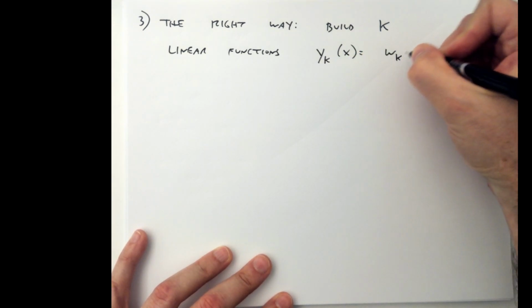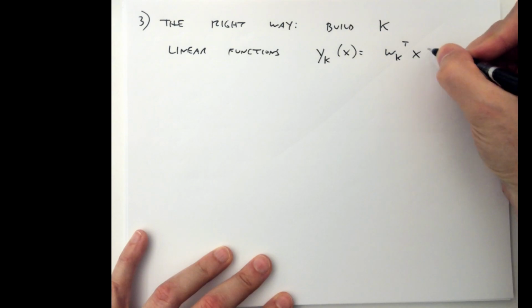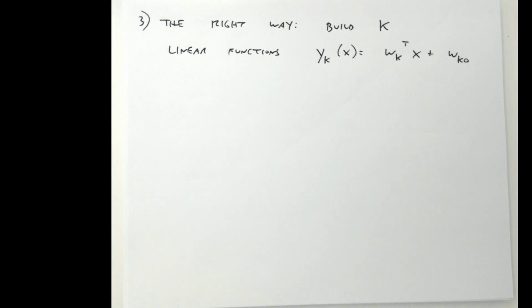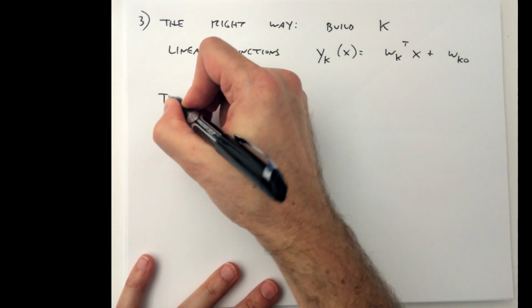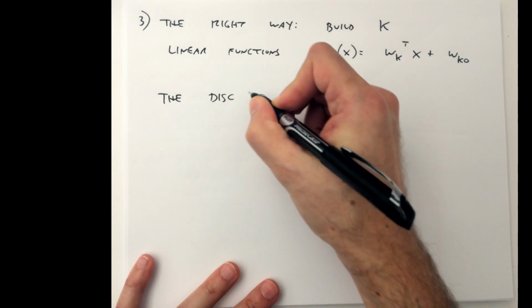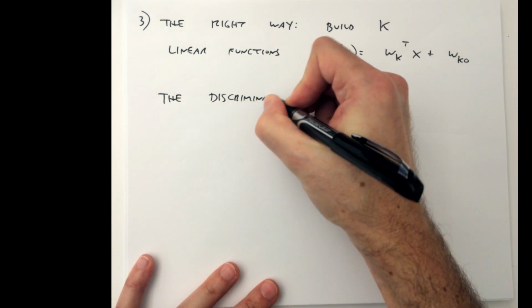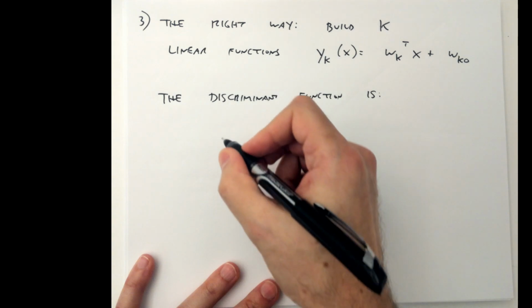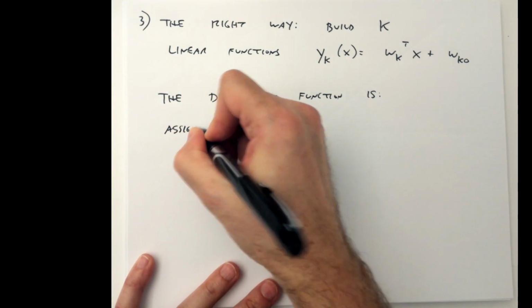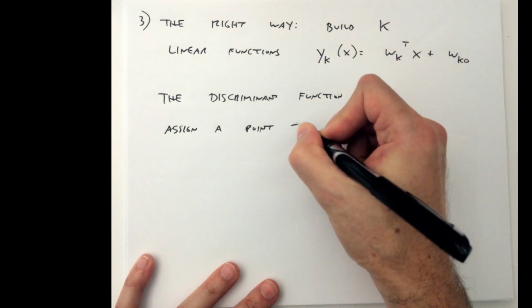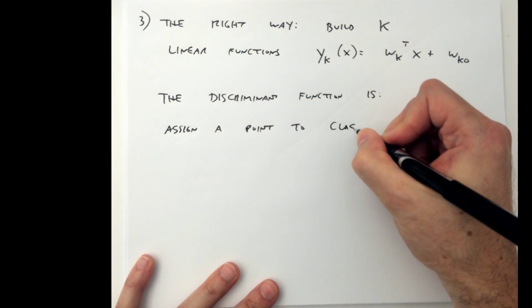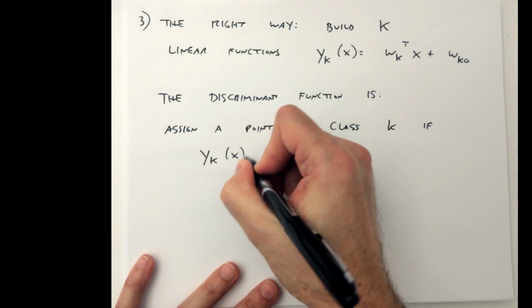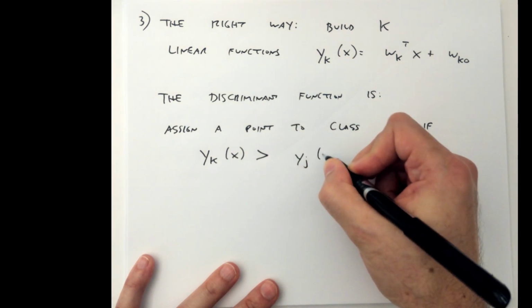So I have a weight vector and I have a bias for each class. And then the discriminant function is the following. I basically assign a point to class K if its discriminant value is bigger than all the other ones.